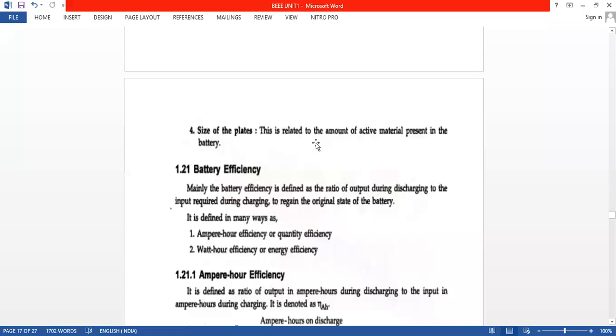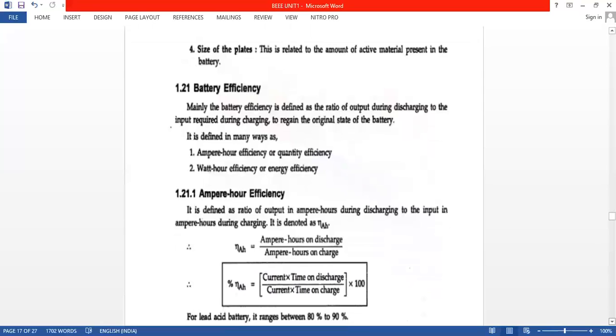Okay. So now we take this very important definition: battery efficiency. We have taken the general definition of efficiency. What is the efficiency definition? All of you? Output power by input power. Okay. The ratio of output power by input power is called the efficiency.